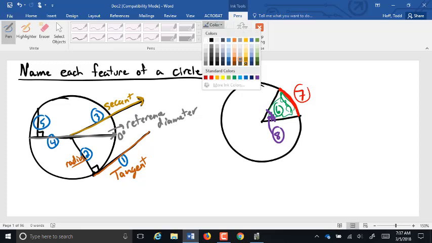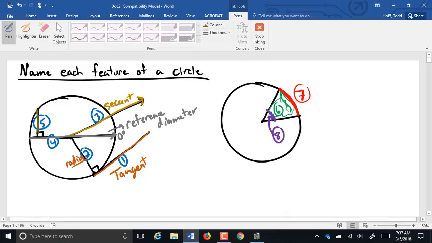5 over there is something we actually haven't talked about yet. Does anybody know what number 5 is? That's a geometric structure called a sine. A sine is actually a distance. It's the distance from any point on the circle to that reference diameter. So every point of the circle has a sine.